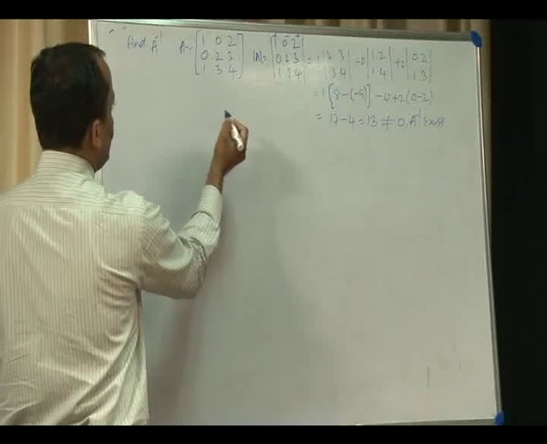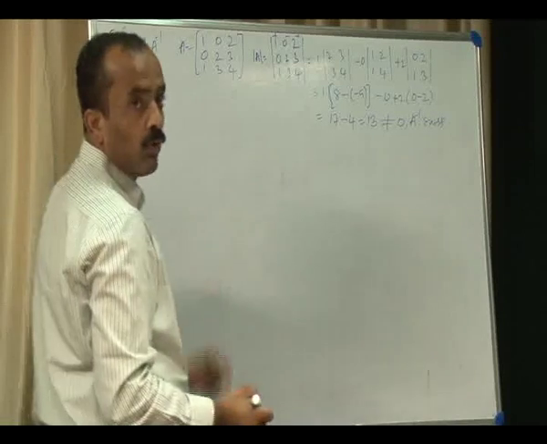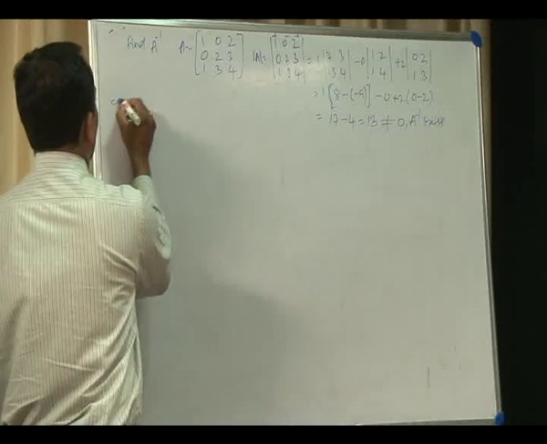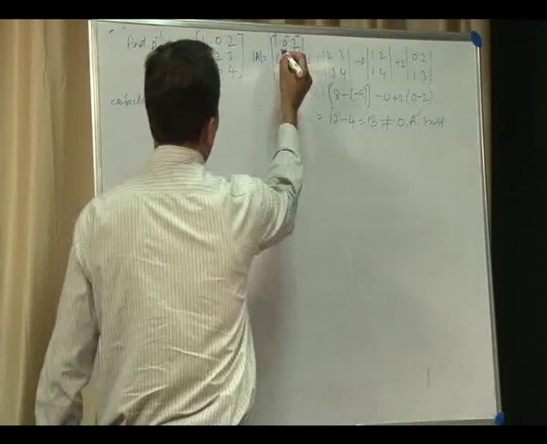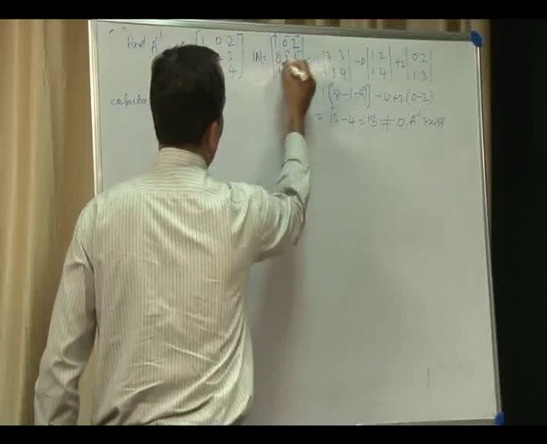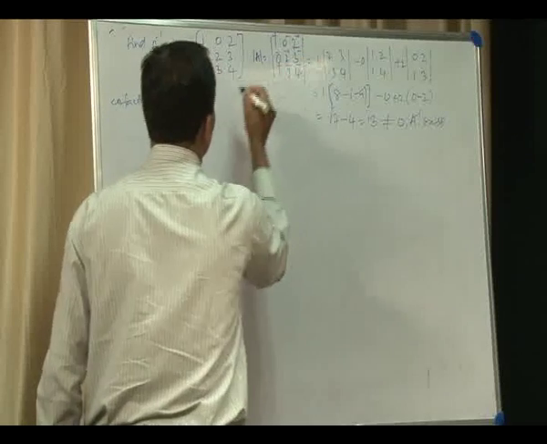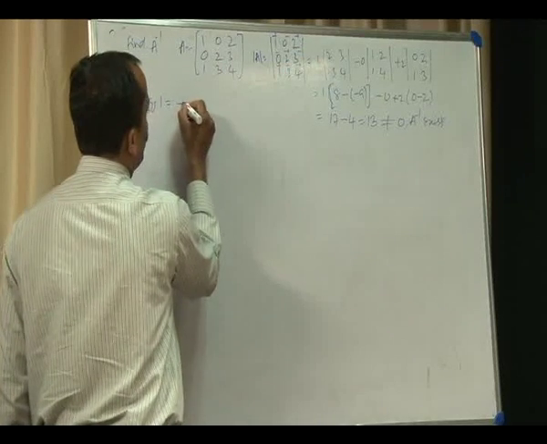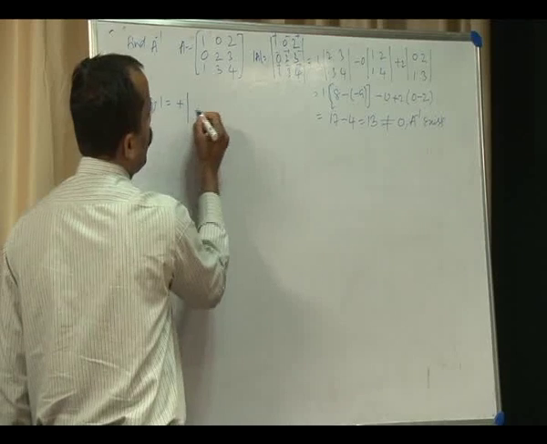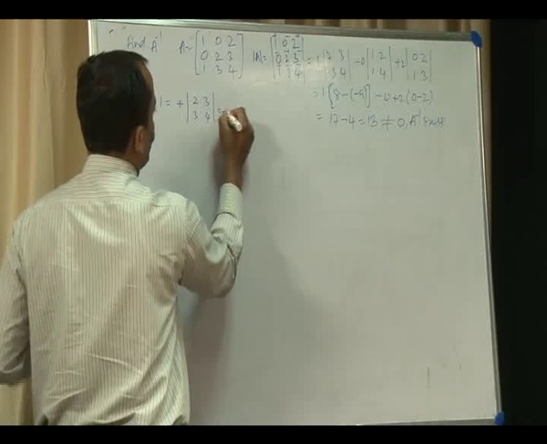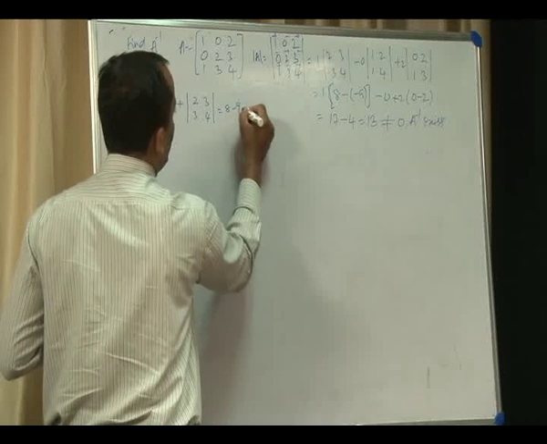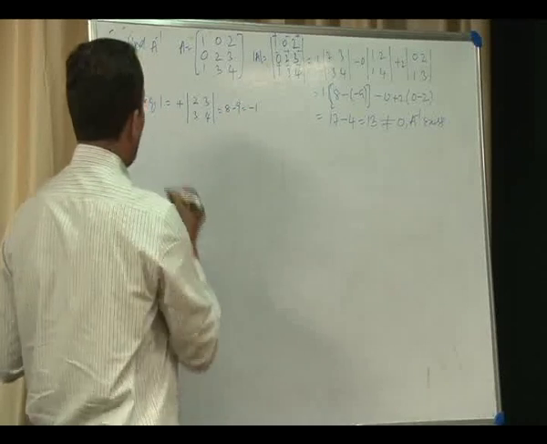So, to find an adjoint, what we have to do? We have to write the cofactors. Cofactor of 1 is equal to plus minus plus minus plus minus plus minus plus. Cofactor of 1 is equal to plus into 2 3 3 4, that is equal to 8 minus 9, that is equal to minus 1.